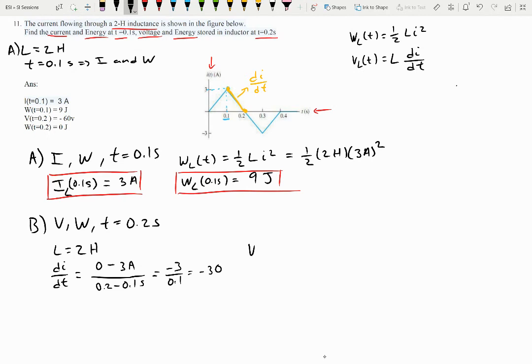So voltage across the inductor at 0.2 seconds will be 2 henries times negative 30 amps per second, and then V of L at 0.2 seconds will be negative 60 volts.